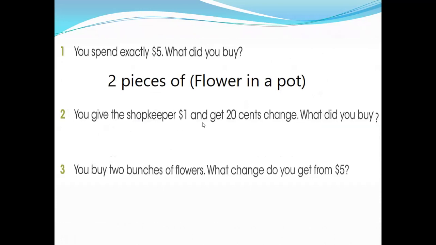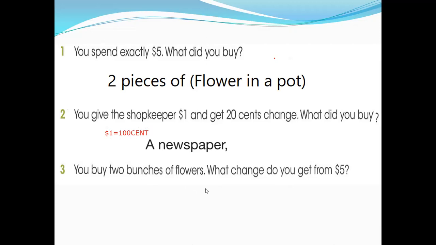You give the shopkeeper $1 and get 20-cent change. It means $1 is equal to what? $1 is equal to 100 cent. You give the shopkeeper $1 and get back 20 cent. From 100, minus 20 cent, it means 80 cent. You buy something for 80 cent. So what did you buy for 80 cent? We buy a newspaper. The price for the newspaper is 80 cent.